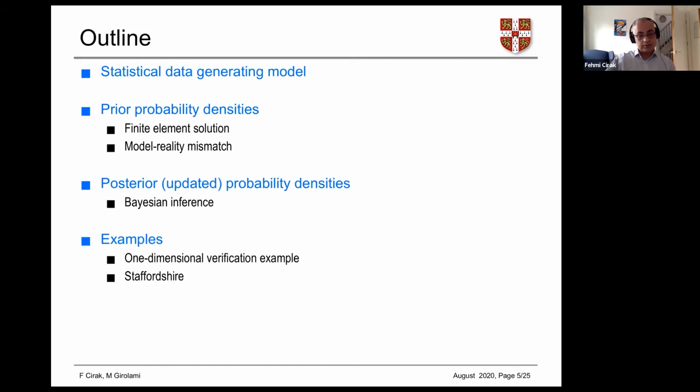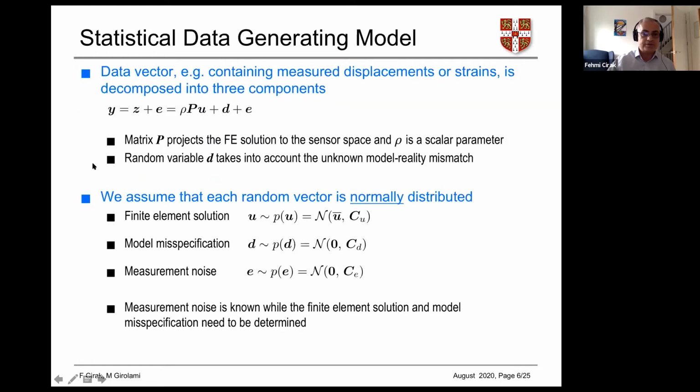So at the end, I have two examples. One is a one-dimensional verification example, and the last example is a larger example. This is about the Staffordshire bridge. I mean, the bridge is obviously missing. So it's not just Staffordshire. Okay. And after here, there is time to ask questions after the prior probability densities.